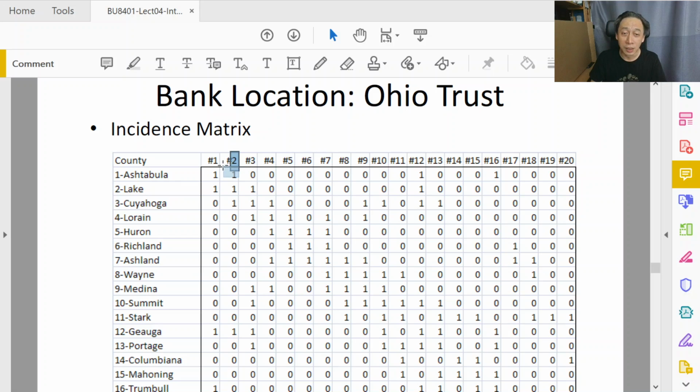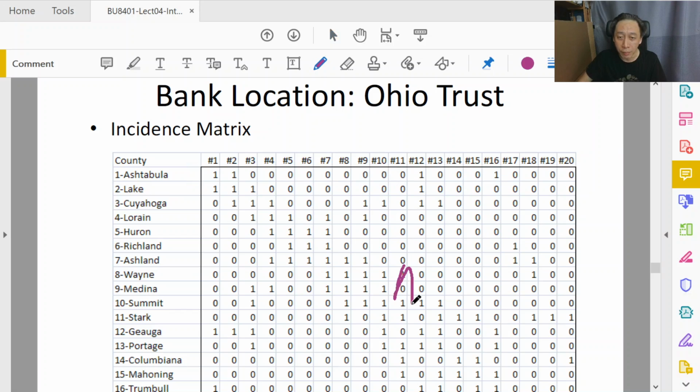So if we see a one here, the transpose location, reflected off the diagonal from top left to bottom right, should also carry the same value. So if it's one, it's one. If it's zero, it's zero. Okay, so let's just look at Ashtabula because it's easier, but we can apply this understanding across the rows and the counties. So what this means is Ashtabula is next to Lake, number two, number 12, which is Geiger, and number 16, which is Trumbull.